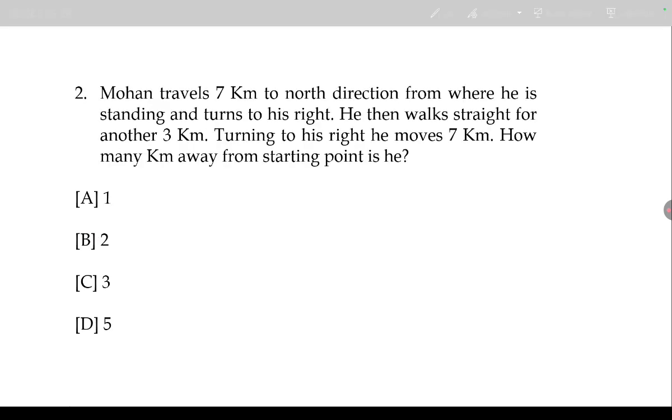Now the next question is there. You can also use it like this, the second way: you just start simply here. Mohan travels 7 kilometer to the north. North will be on the top side from where he is standing. So here he was standing, and then turns to his right. This is the right side, and then walks straight for 3 kilometer. He's seven, and it's 3 kilometer. Turning to his right, this side, his right was there, and he moved 7 kilometer. How many kilometer away is he from the starting point? He's actually 3 kilometers away.